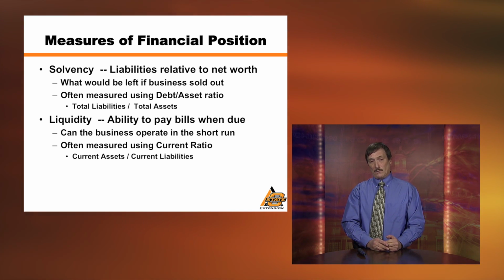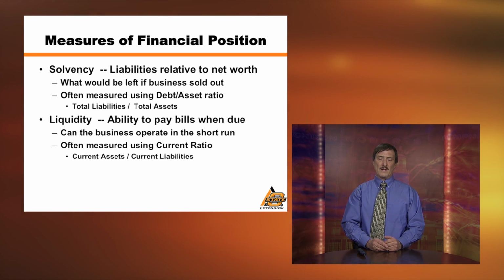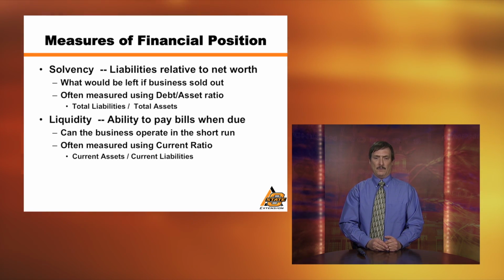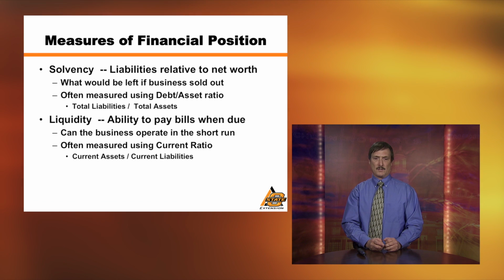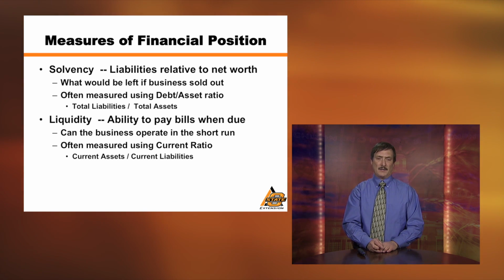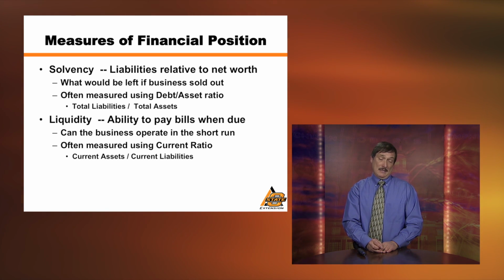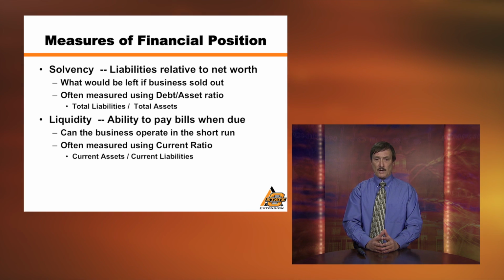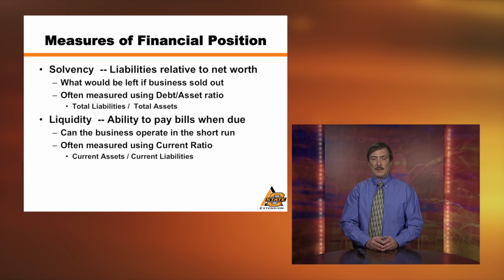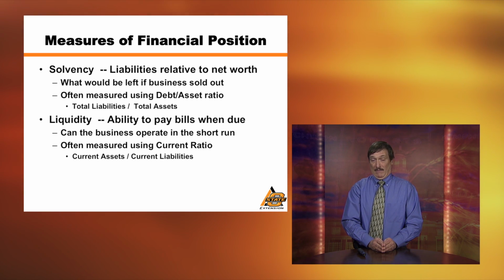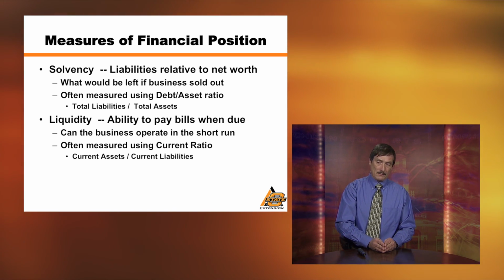The other thing that we can get directly off of a balance sheet is a liquidity measure, the ability of the business to pay bills as they come due. Can the business operate in the short run, usually in the context of the next foreseeable year? We usually measure liquidity using something like the current ratio. That would be by far the most common measure of liquidity used by farm and ranch businesses: value of current assets divided by the value of current liabilities.